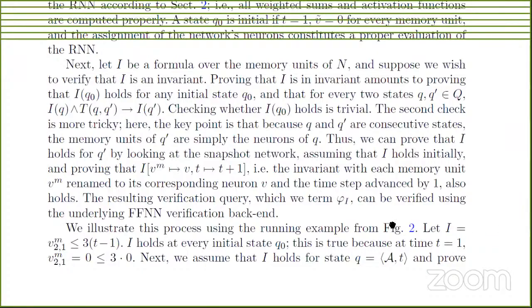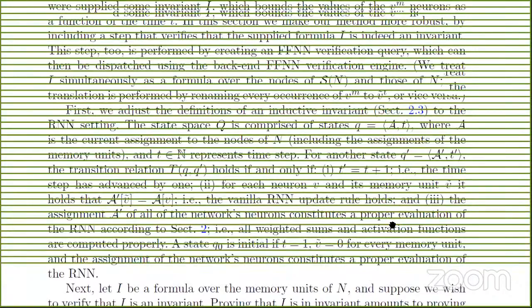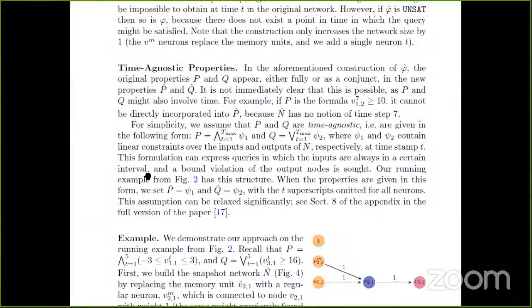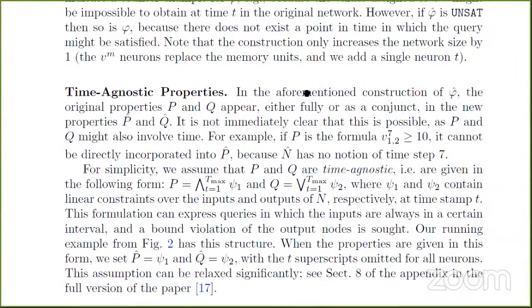Correct. And also to answer your earlier question, there is something they have said, and I'll point you to this section of the paper. This is called time agnostic properties. They say that in the aforementioned construction of phi, the original properties P and Q appear either fully or as a conjunct in the new formula. So basically, what they are saying is that these internal things could also have a time. You could talk about the input at the seventh time, and that could be a part of the precondition.